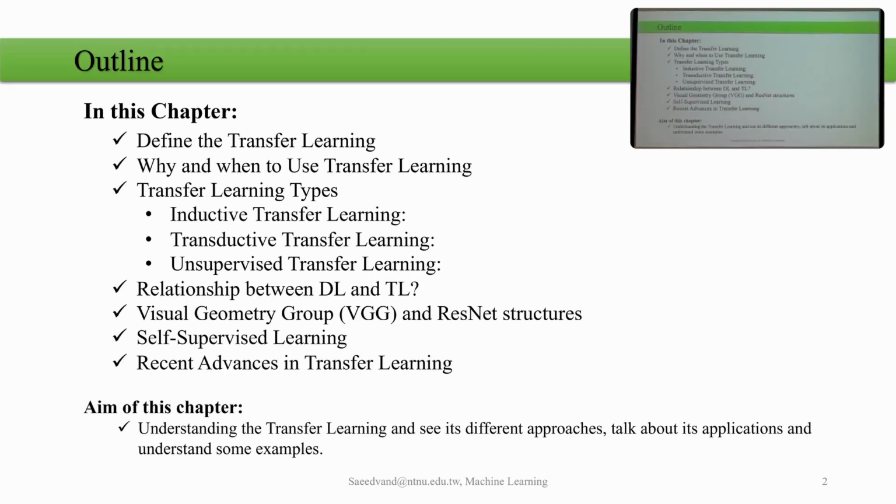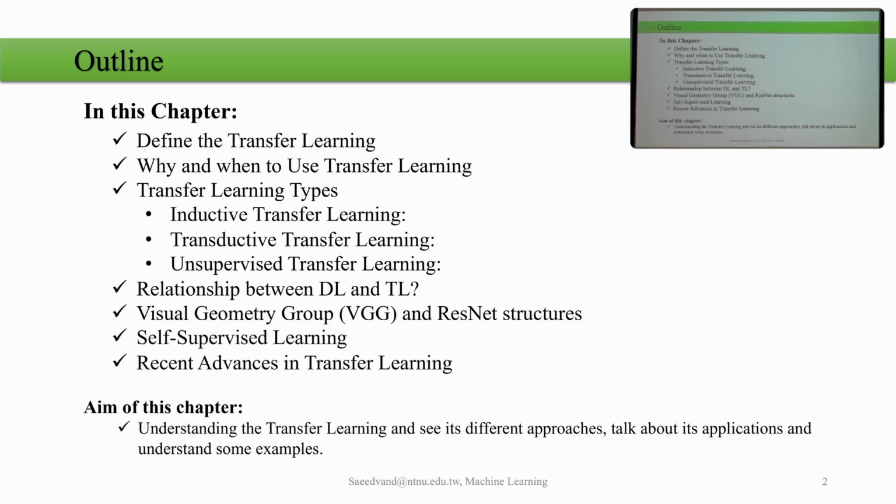If you want to have a look at the outline of today's course, we first define what transfer learning is. Second, we answer why and when to use transfer learning, so we should determine that first. Then we introduce different types of transfer learning: inductive transfer learning, transductive transfer learning, and unsupervised transfer learning are the three most common ways to do this. Then we talk about the relationship between deep learning and transfer learning, and how we should understand the connections. The concept is quite simple.